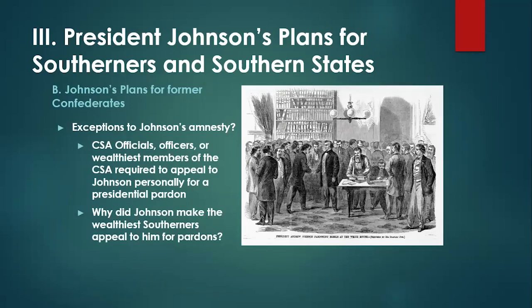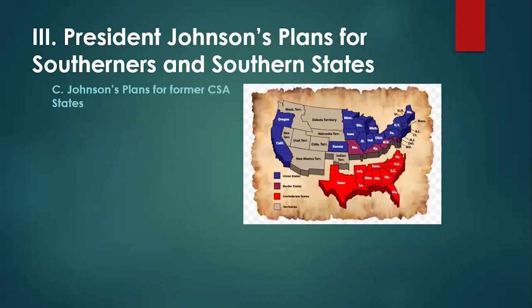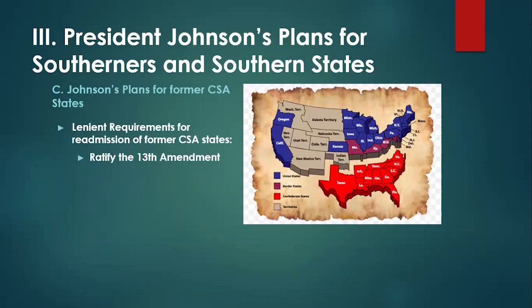Okay, so that's Johnson's plans for the Confederates themselves, the Southerners who had taken up rebellion or lived in the states that took up rebellion against the United States. But what were his plans for the actual states themselves? Again, he had some pretty lenient requirements. One thing he required was that all the states needed to ratify the 13th Amendment. You should have read that by now. Of course, that's the amendment that bans slavery.